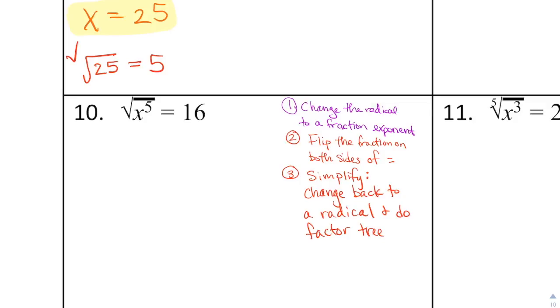All right, well, here we go. Change the radical to a fraction. Now there's a 2 on the outside. 5 comes on top. So I have x to the 5 over 2 equals 16. Flip the fraction on both sides. So step 2, flip the fraction. I had 5 over 2. So that's going to be 2 over 5 on both sides.